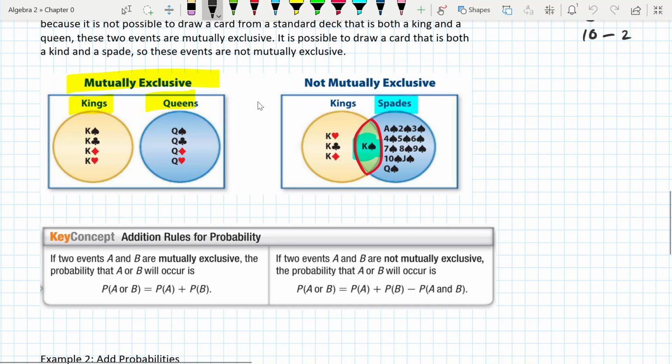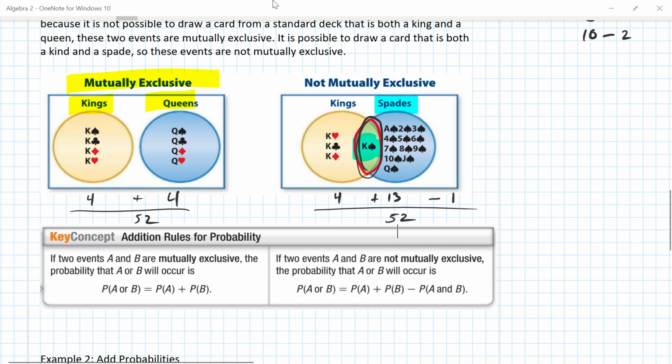Let's take a look here. For the kings, there are four kings, and for the spades, there are 13 spades. Well, I would just add those up. But the one in the middle there, the king that is a spade, was counted in the four kings and in the 13 spades. So I'm going to subtract the one that is both, and then divide by 52. That's the difference there. If you don't subtract away the stuff that overlaps in a not mutually exclusive case, you end up counting it twice and it will throw off your probabilities.